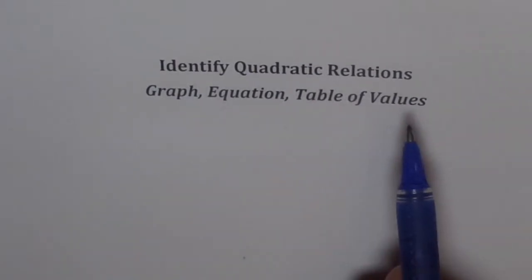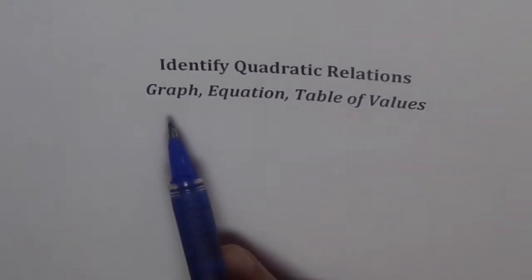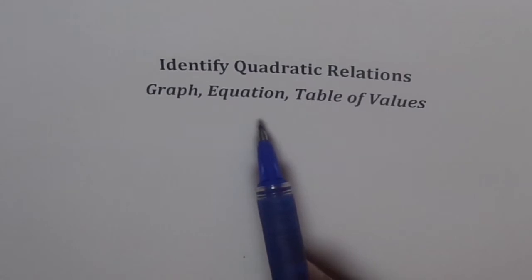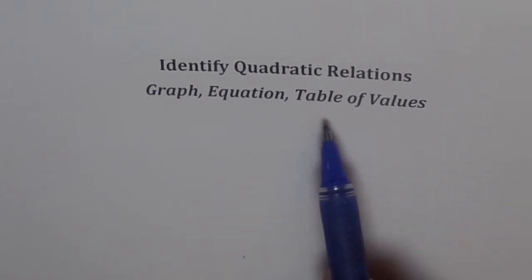Identify quadratic relations. This is a very important thing to understand before we even get into quadratic functions, right? So the first thing is how to identify a quadratic relation. Well, there are many ways to do it. One of them is looking at the graph. Here we have listed the three ways. One is looking at the graph, the second from the equation, third from table of values.